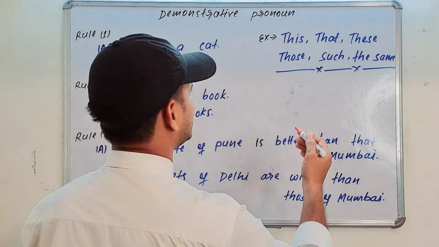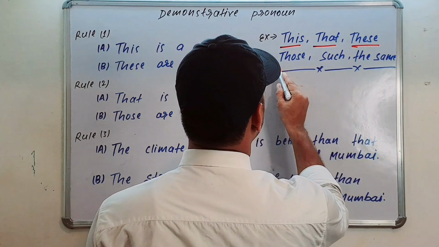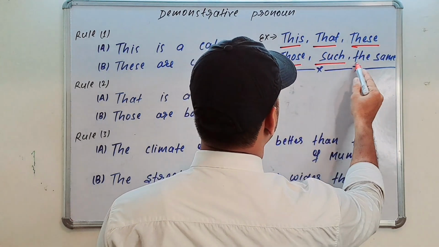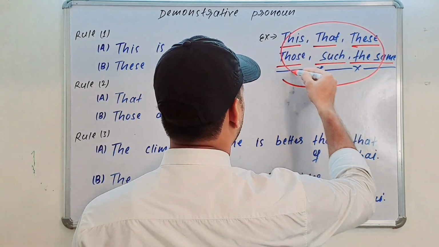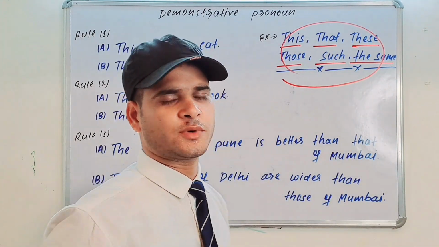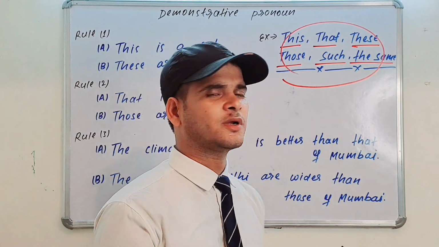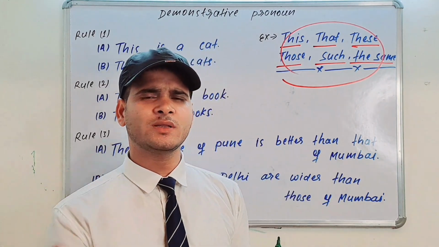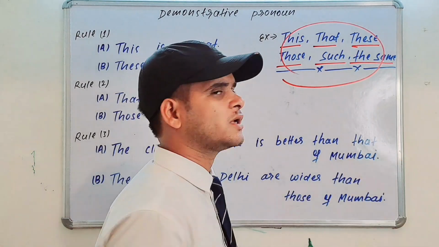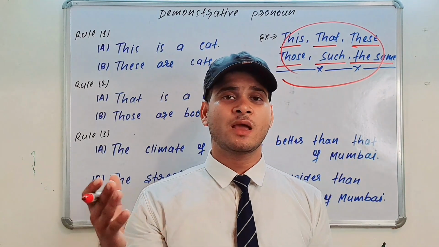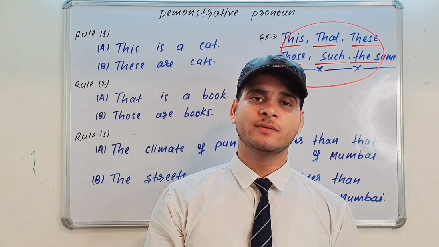So here you can see this, that, these, those, such, the same. So these all are demonstrative pronouns. But keep one thing in your mind, that these words are also used as an adjective. Demonstrative adjective.